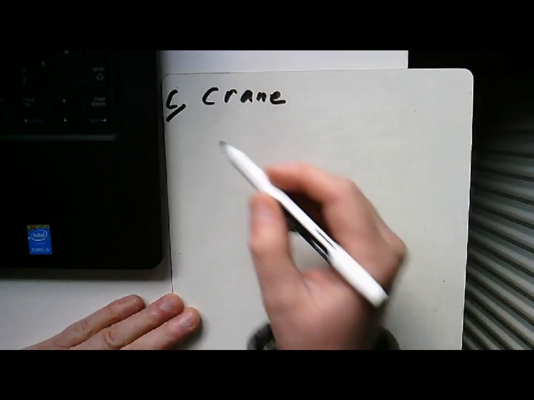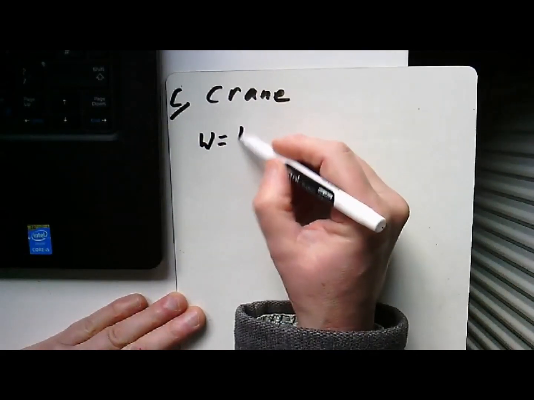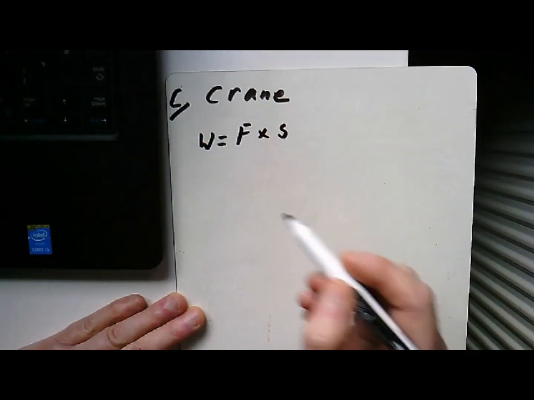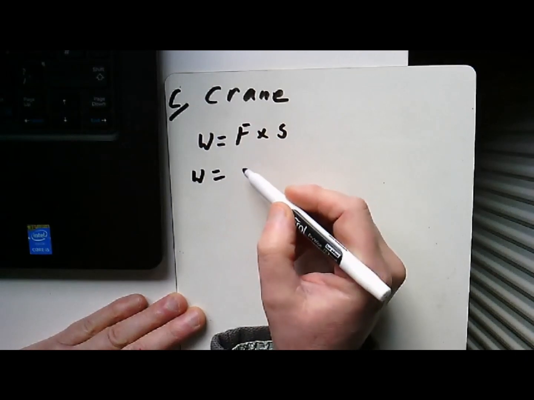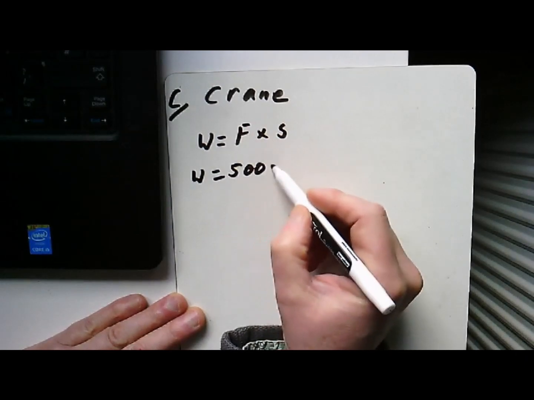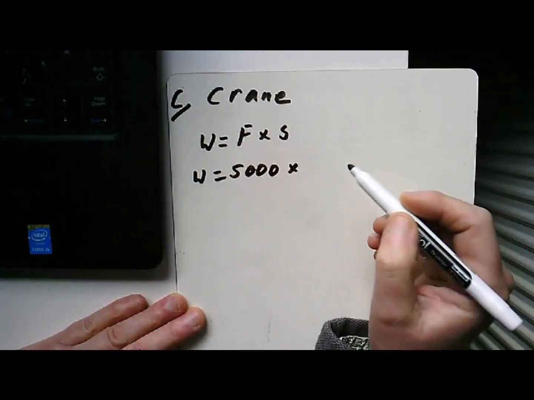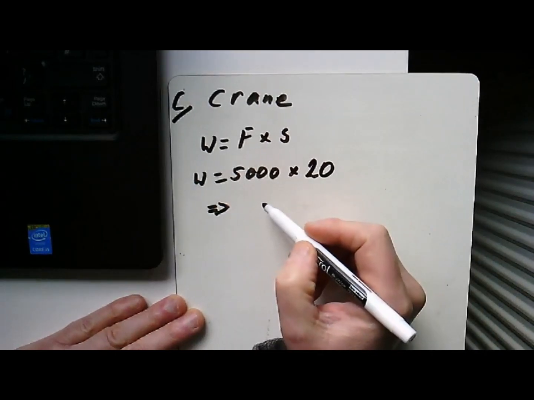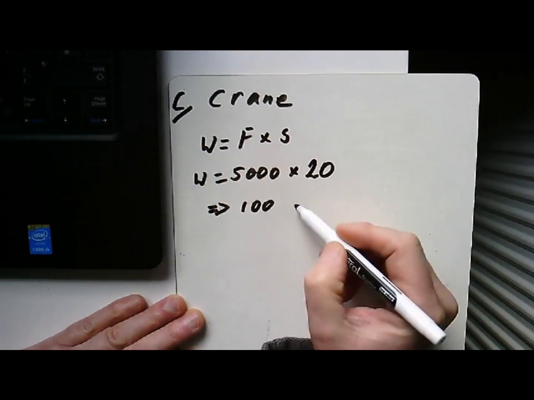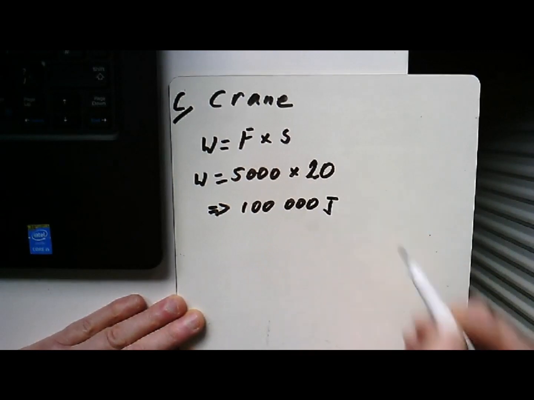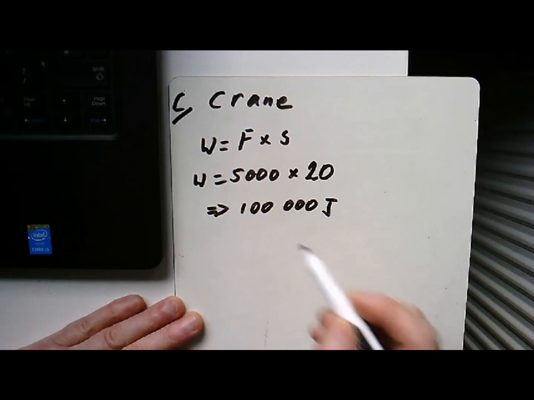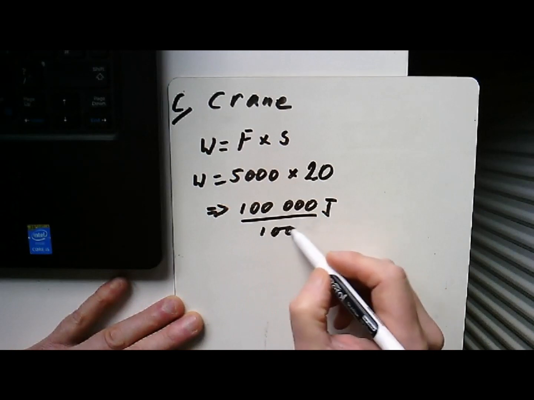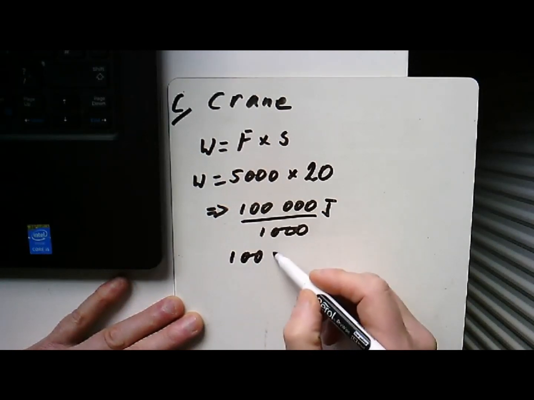So the first thing we need to know is the equation. Work done equals force times distance moved. The force this time is in the correct unit, which is 5,000 newtons. The distance moved is 20. And 20 times 5,000 is 100,000 joules. Or I could express that in kilojoules if it asked me. So divide by 1,000 should give me 100 kilojoules.